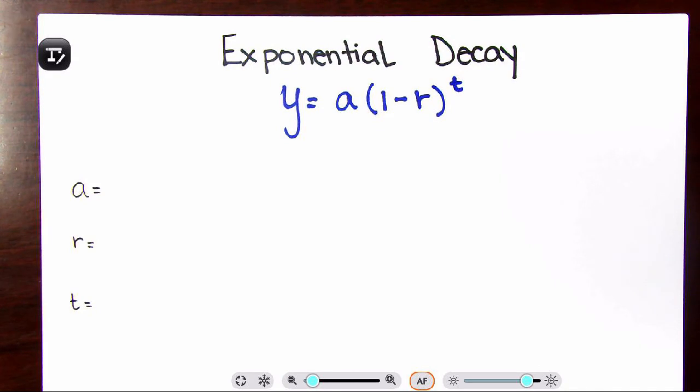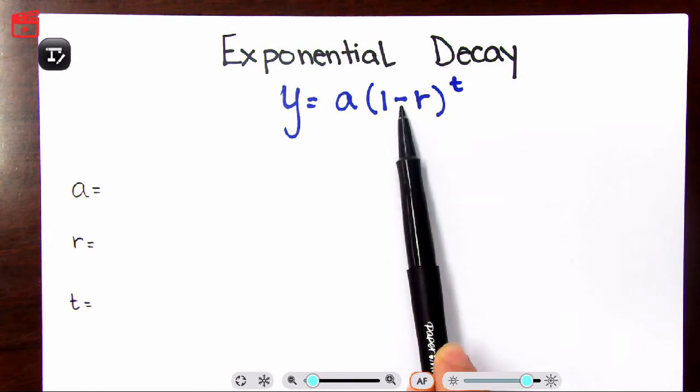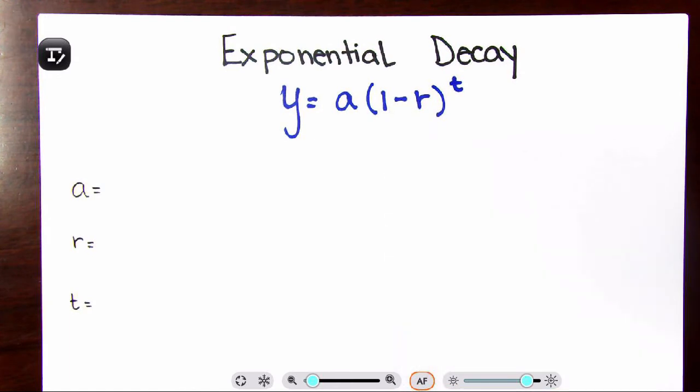In part 1, we watched exponential growth, things getting larger. Now we're talking about exponential decay, or things getting smaller. Here is our formula, very similar. The only thing different is now we have a minus instead of a plus because we are doing decay. Things are going to get smaller.